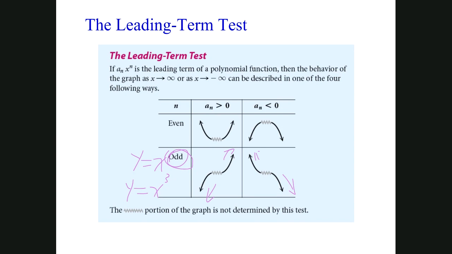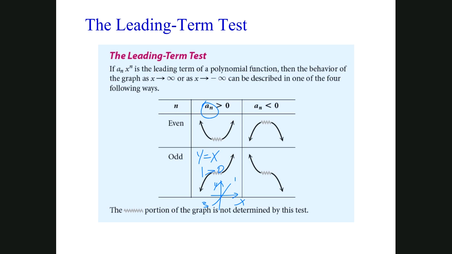Very similar with the coefficient. For example, if y equals x, the coefficient is 1, which is greater than 0. When it is greater than 0, how does the graph look? It goes through the first and third quadrants. So the graph goes up into the first quadrant and down into the third quadrant when the coefficient is positive.